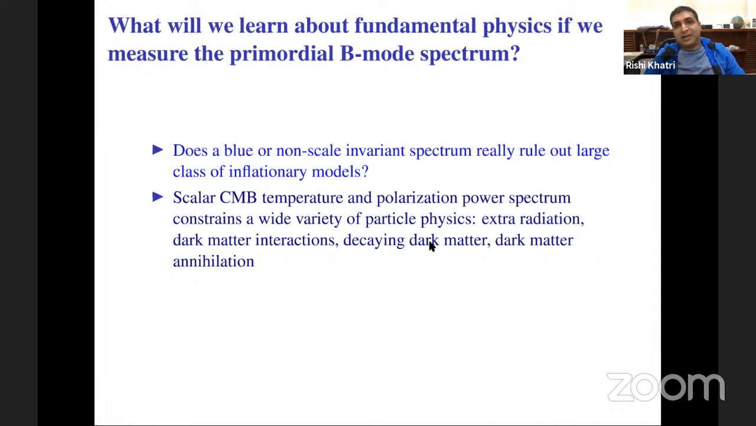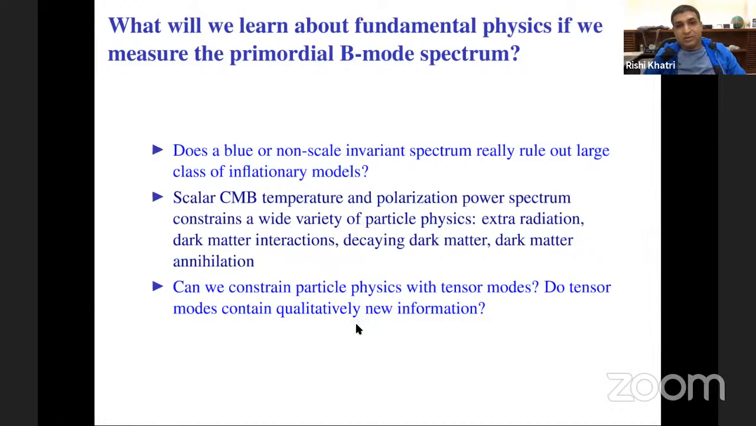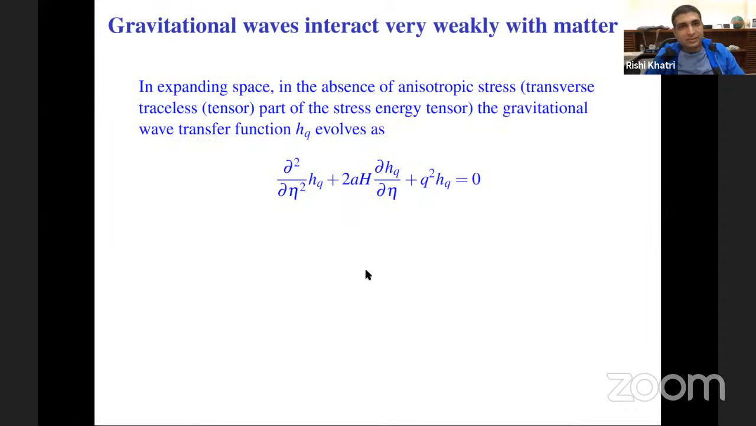So can we do a similar thing with B modes? Can we constrain particle physics by precise measurement of these tensor modes, or the CMB B modes? And do they have qualitatively new information compared to the scalar CMB temperature and polarization anisotropies that we have already measured with Planck and also many ground-based experiments and balloon-based experiments?